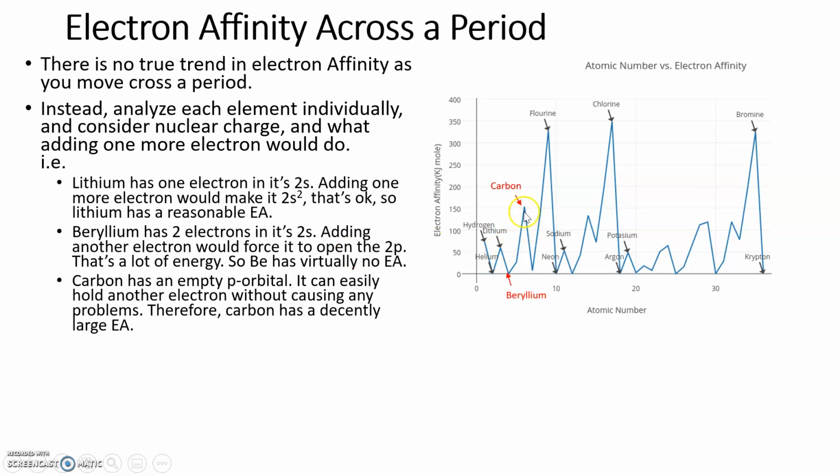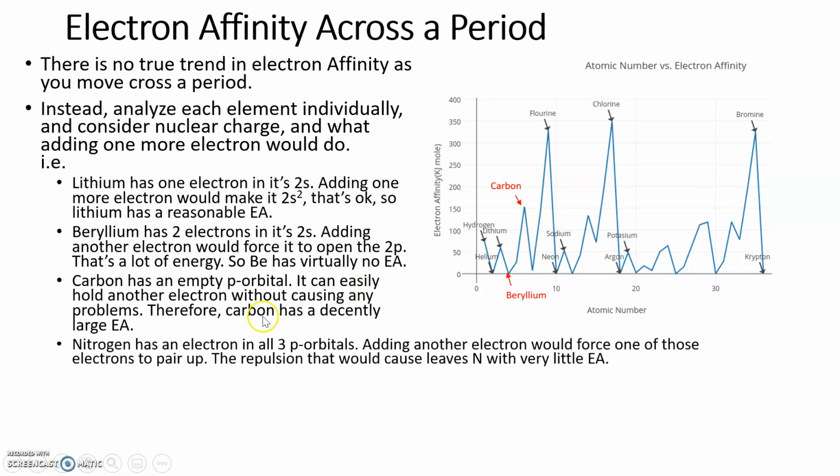Another example, carbon. Carbon's really high, one of the highest electron affinities. Again, the reason why is that carbon has an empty p orbital. He has 2 up arrows in that empty p orbital. So adding an electron really does very little to disrupt carbon. It gives carbon 3 up arrows, plenty of room, no problems for carbon.